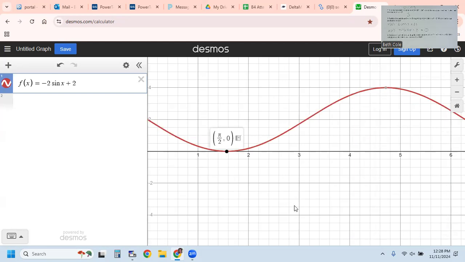You guys have it so easy. It is so nice on Desmos. Look at that.